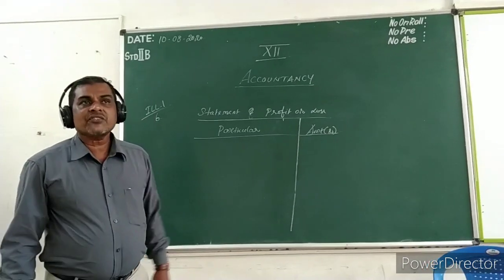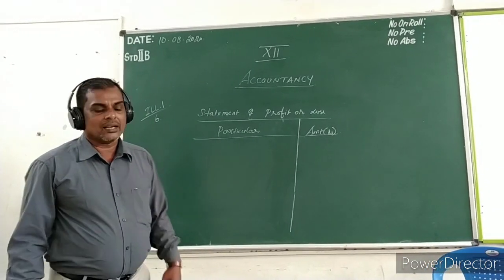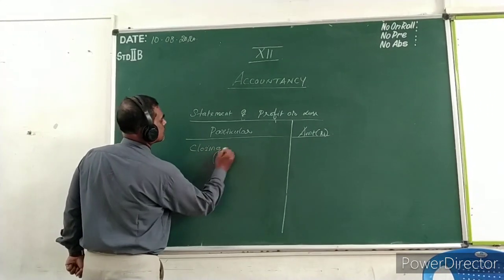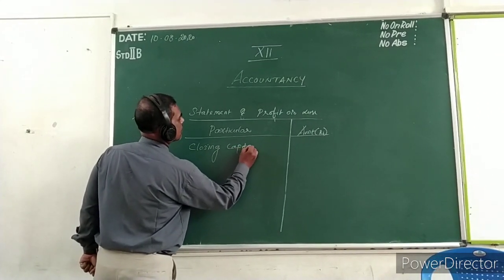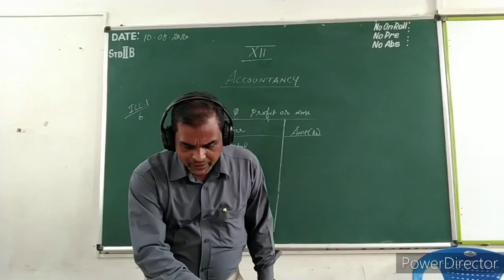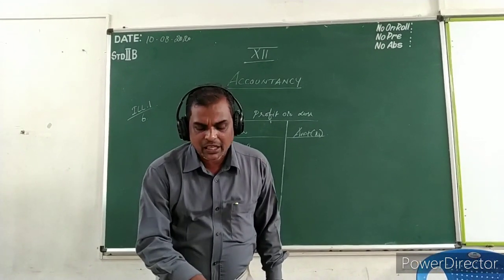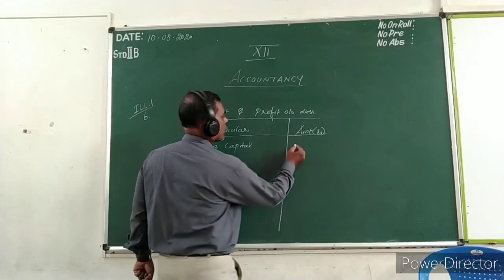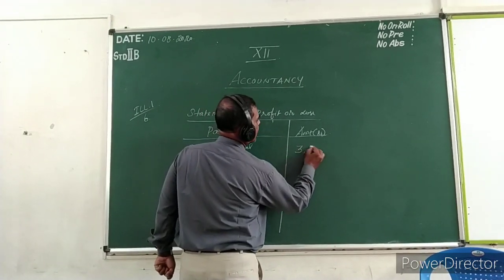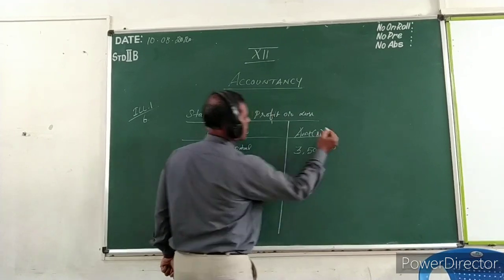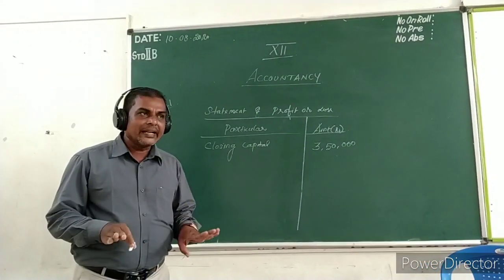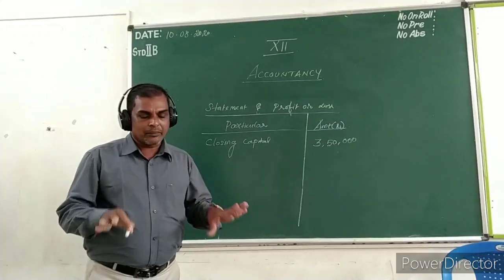Based on the format, what is the first item? Closing capital. Okay, closing capital. What is the closing capital? Here capital at the end is nothing but closing capital, rupees 3,50,000. So put here 3,50,000. This is the closing capital or capital at the end. Both are same. Capital at the end, closing capital, both are same.